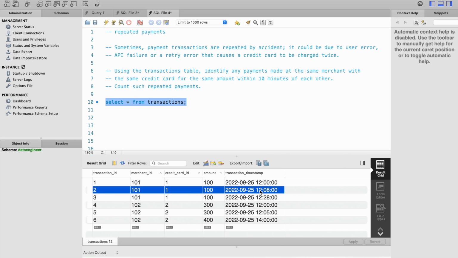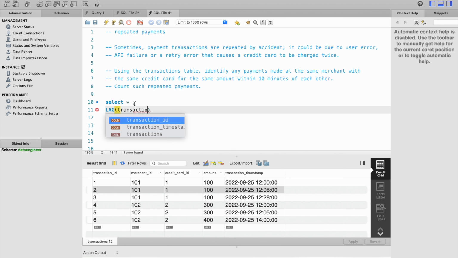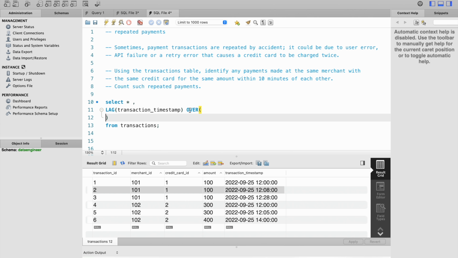We have to subtract it from the previous timestamp. In order to get the previous timestamp, we can use the lag function. So let's start with this. We have the lag function, applied to the transaction timestamp, over the given partition. Our partition is merchant ID, credit card ID and amount.